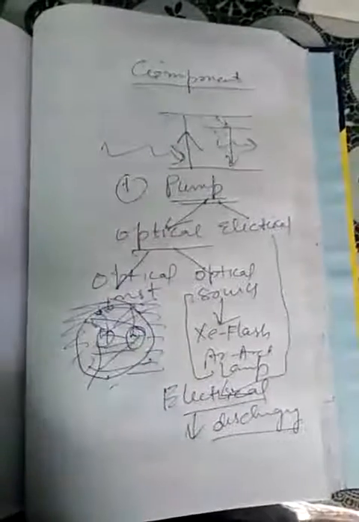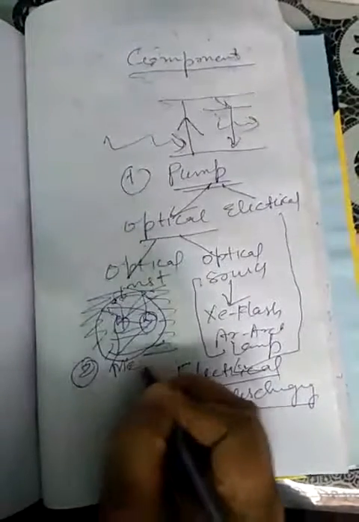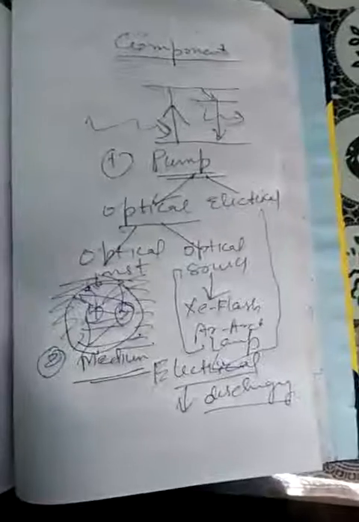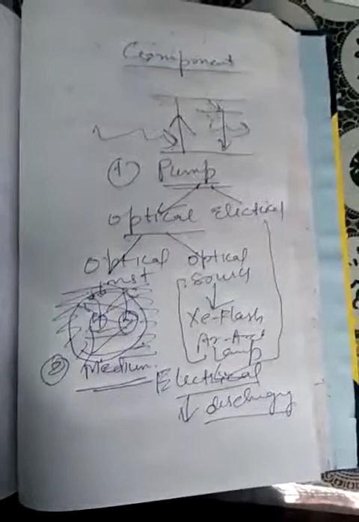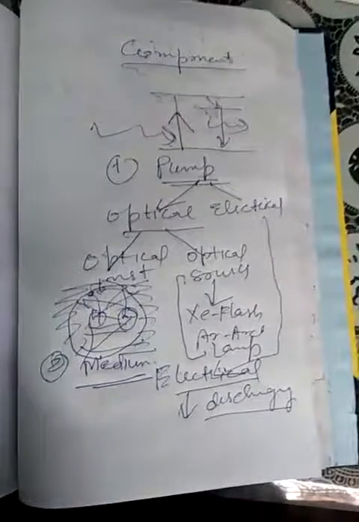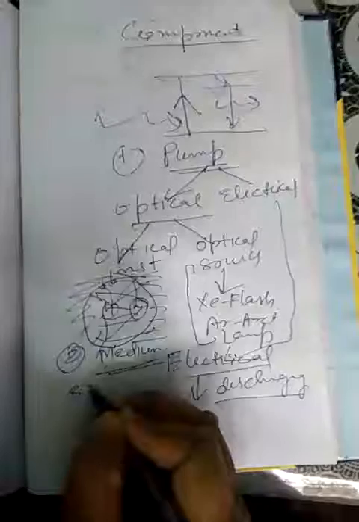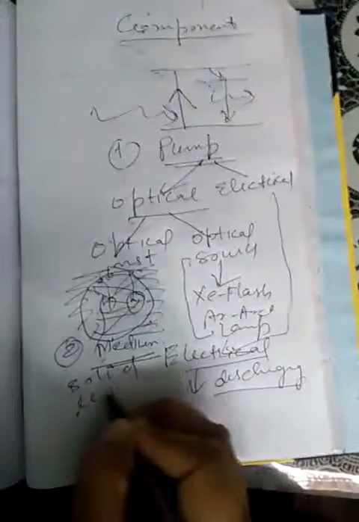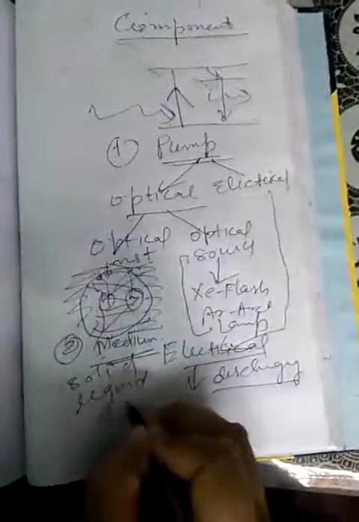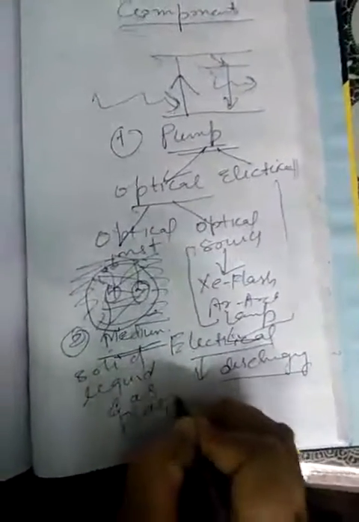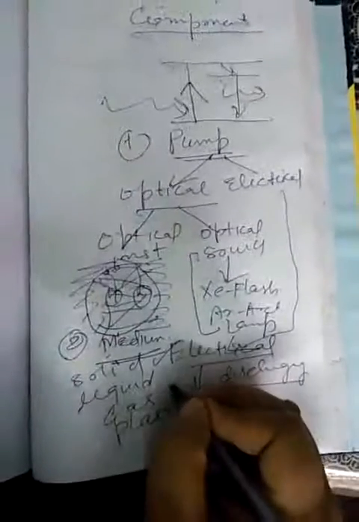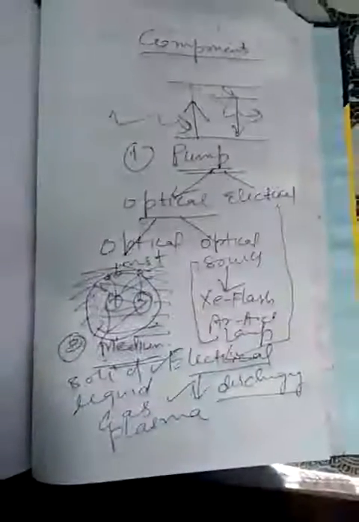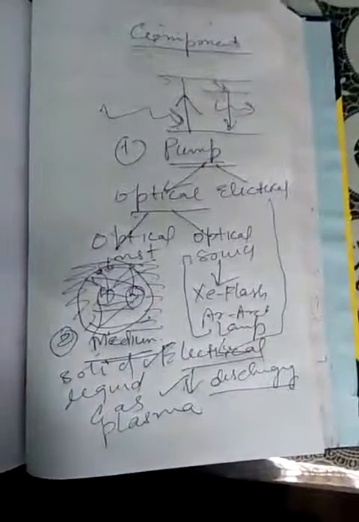That was the first component required for laser action to take place. Now what about the second? The second component is the medium. Medium is required for laser action to take place. Without a medium, no laser will be there. The medium could be of any type. Everybody knows it could be solid, liquid, gas, or plasma. Since we have to discuss only solid lasers or gas lasers, we need not deal with liquid and plasma lasers.